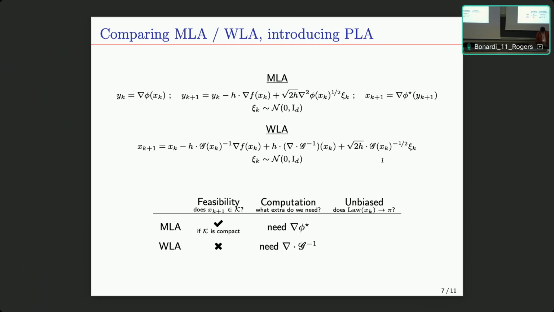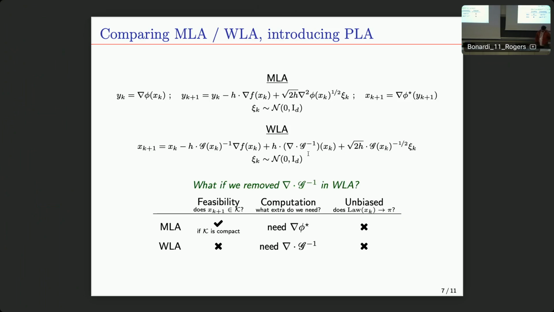And in terms of computation, for MLA, we need the gradient of the convex conjugate of phi. And for WLA, we need the divergence of G inverse. These are the additional things we need over and above the more classical assumptions of first order and second order access to phi. And neither of these are unbiased, so they both have different distributions as the stationary distribution.